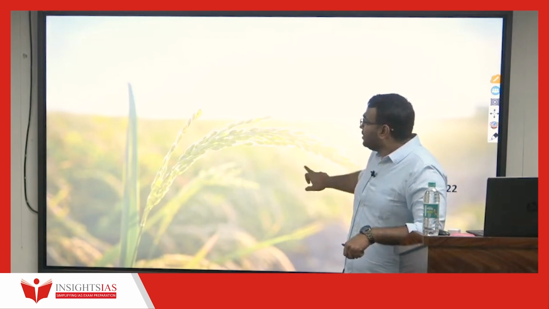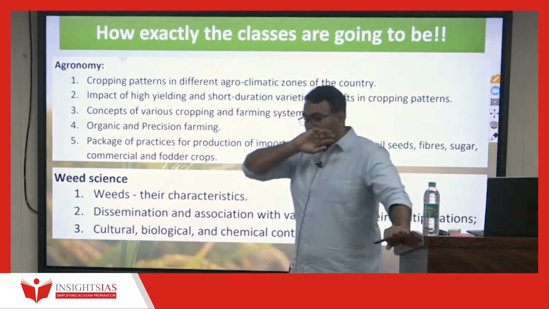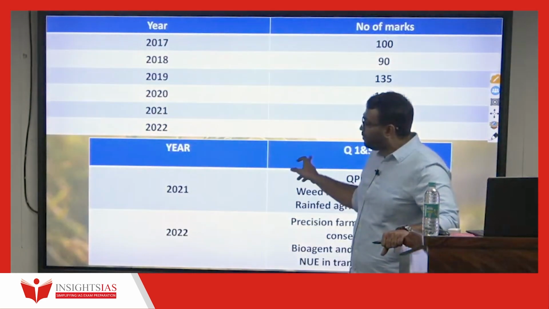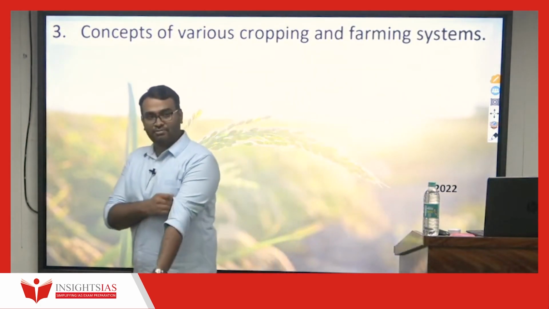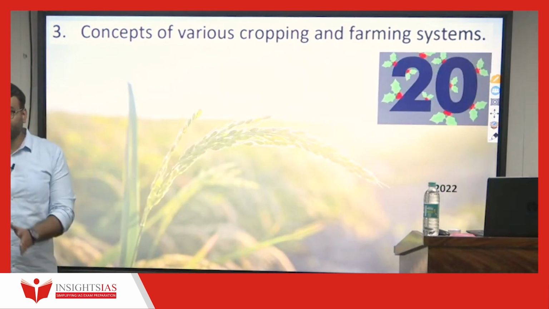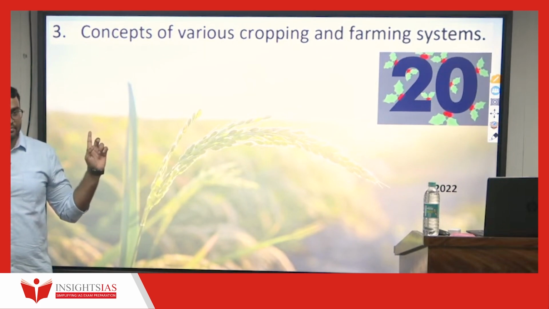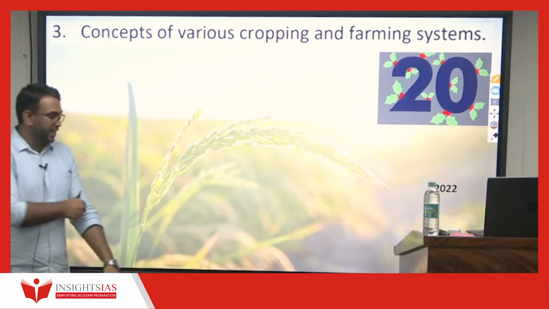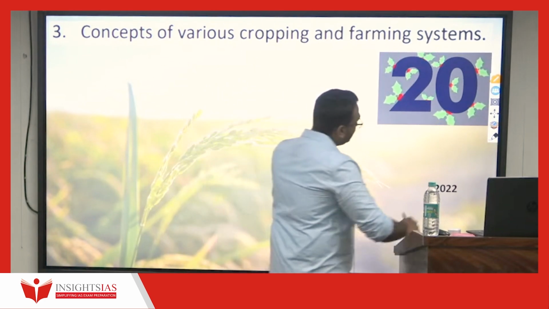So if you take the syllabus here, the third one, concepts of various cropping and farming systems. This has been a very important theme for UPSC. And if you observe every year's question paper, not even alternate years, every year somewhere around 15 to 20 marks is definitely going to come from farming systems. Are you getting? From farming systems, definitely it is going to yield this many marks. Okay, can you say what are the things which are under cropping systems and farming systems? Are both the same?